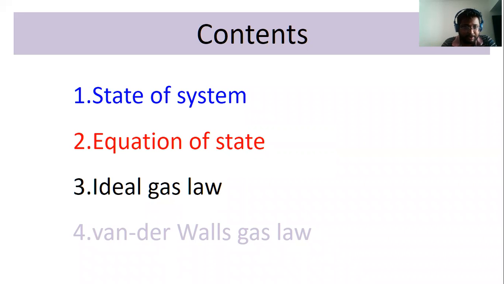Now, this is the outline of the things which I will discuss in this video. There are only three things: the state of the system, then the equation of state, and the ideal gas law. These are the three things I wanted to discuss in this video, and in the subsequent video, I'll talk about the van der Waals gas law.